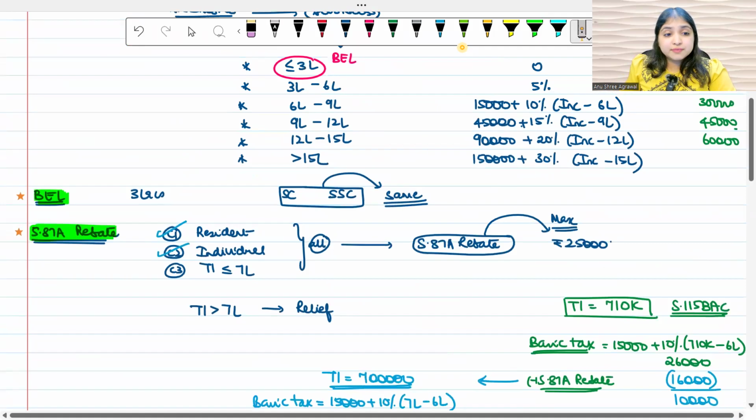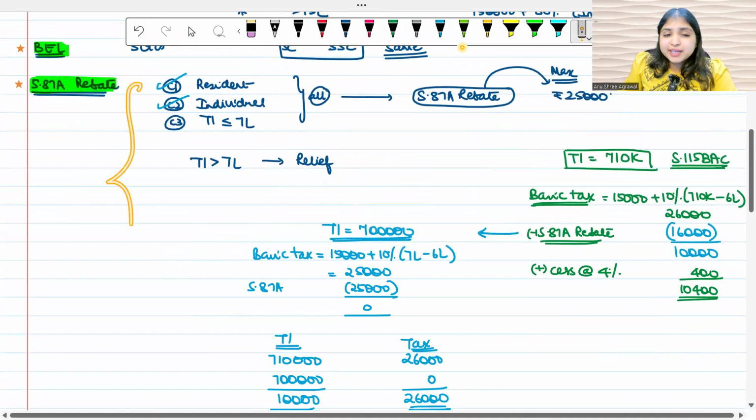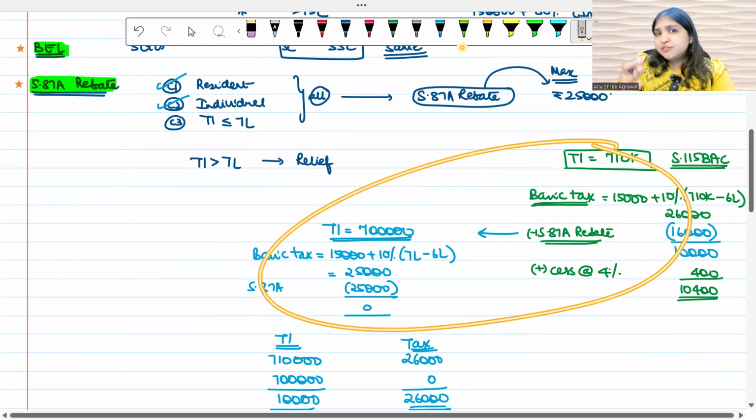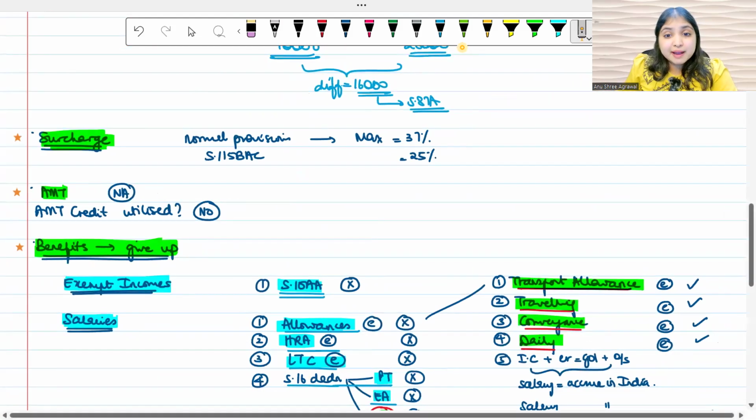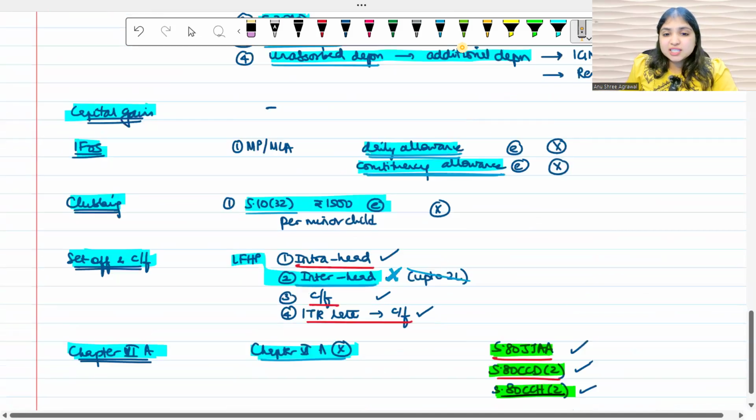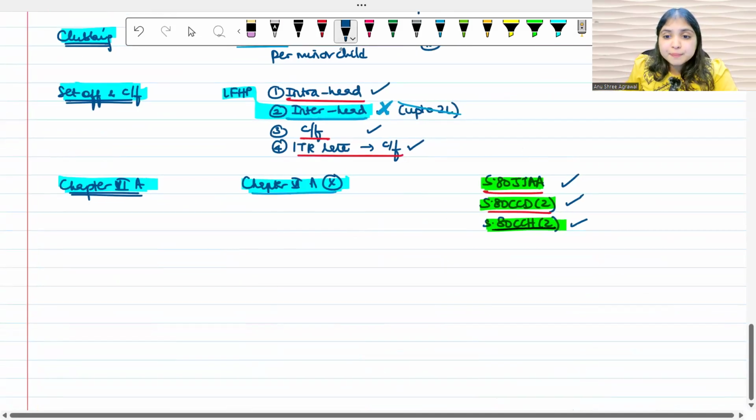Then after this, we had learned that the basic exemption limit will remain 3 lakhs, even for senior citizens and super senior citizens. Then we had a very interesting discussion with respect to the 87A rebate. Even if total income is more than 7 lakhs, you might still get 87A rebate because of this relief kind of calculation. Then we said surcharge under 115BAC will be maximum 25%, AMT will not apply, and then we've learned all these benefits which you will have to give up because of section 115BAC.